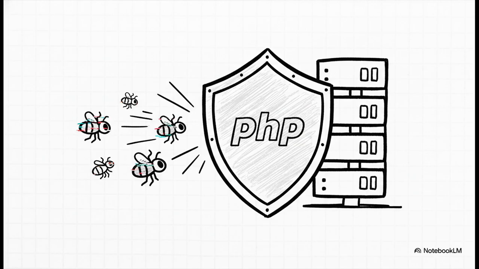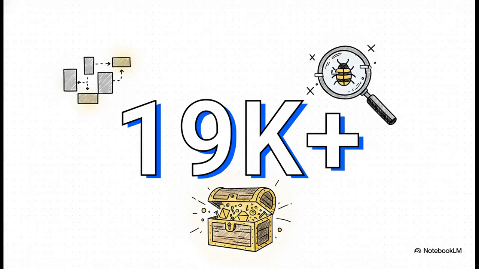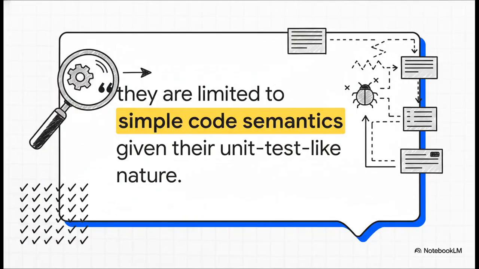Well, the first line of defense for the PHP developers is their official test suite. It's the main tool they use to try and catch bugs before they cause any trouble. And this thing is huge. It's got over 19,000 individual test cases. It's so comprehensive that researchers started calling it the golden testbed for hunting down bugs. But there's a catch, a big one.